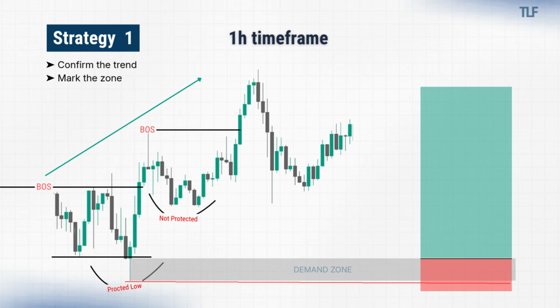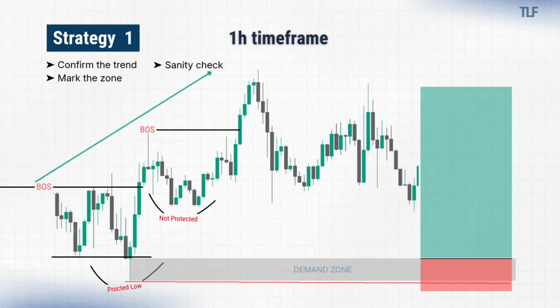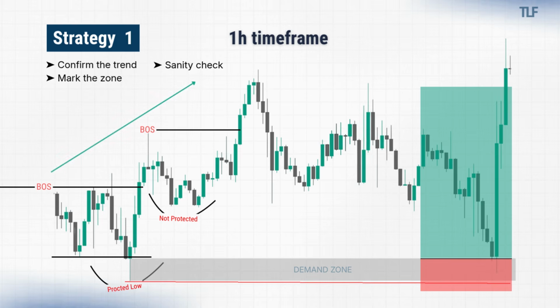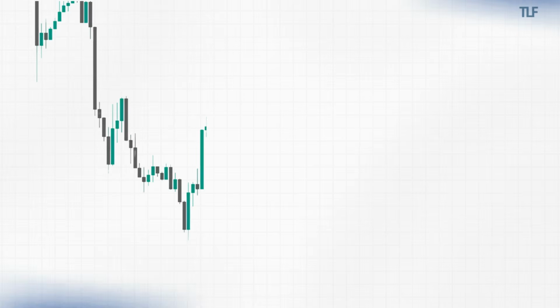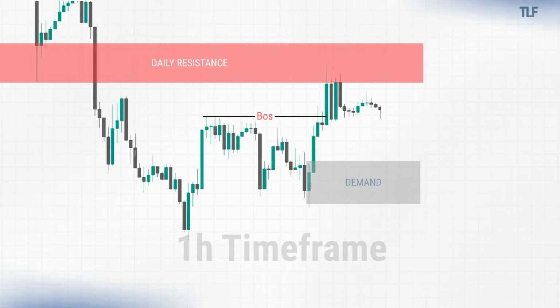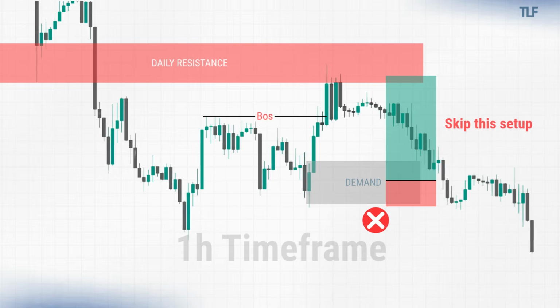Step 3. Before you hit execute, do a macro sanity check. Zoom out slightly and look at the path ahead. Does the price have clear room to run? If there is plenty of open space ahead, the trade makes complete sense. But if your buy entry sits right beneath a massive higher time frame resistance level, you are driving straight into a brick wall. Skip the trade and wait for a better alignment.